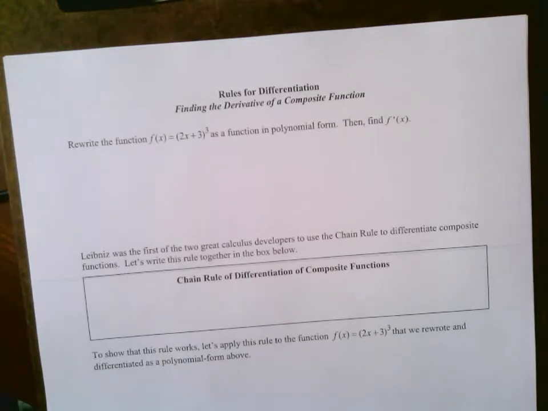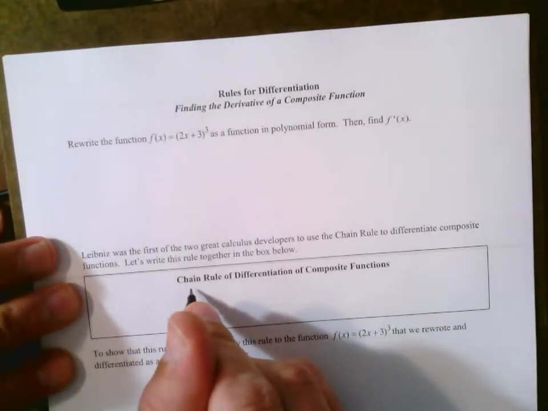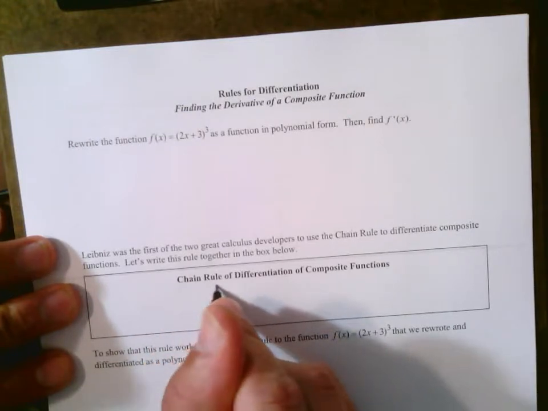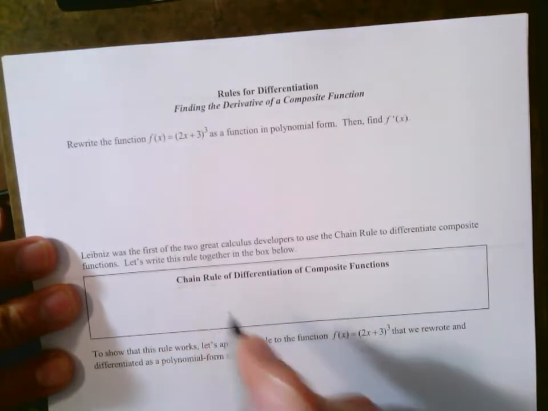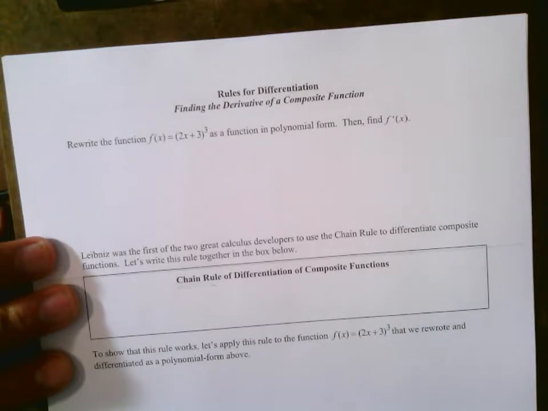This is finding the derivative of a composite function, also known as the chain rule. I wish my pen worked, but we'll try another one.